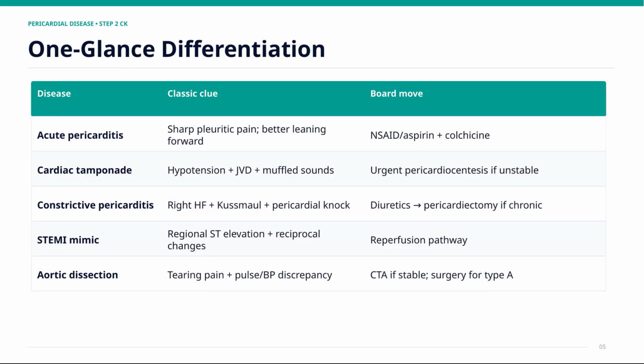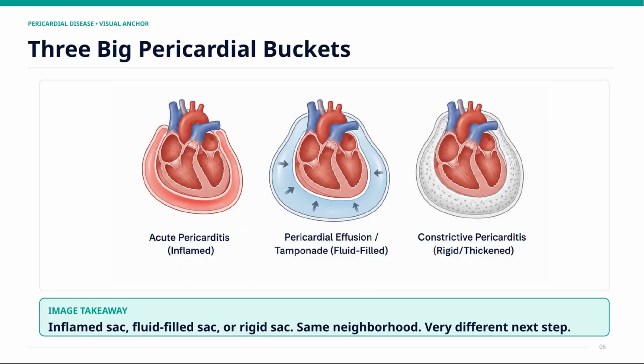Picture 3 hearts side by side. 1, inflamed. That's acute pericarditis. 2, fluid-filled, like a water balloon squeezing in. That's effusion, or tamponade if it's under pressure. 3, rigid and thickened, like the heart got shrink-wrapped. That's constrictive pericarditis. Same neighborhood, same little sac, but 3 very different emergencies, and 3 very different next steps.